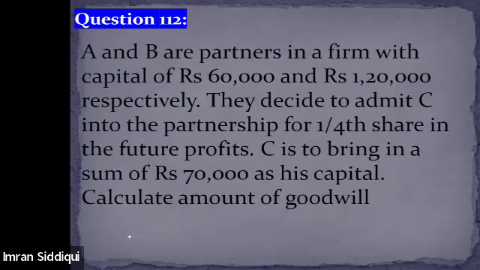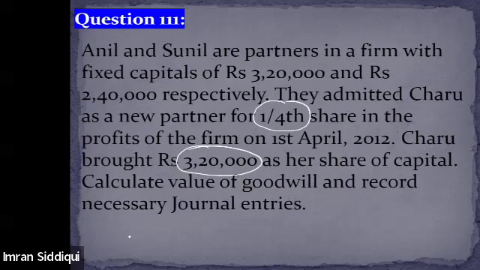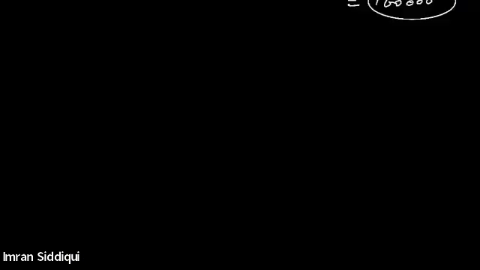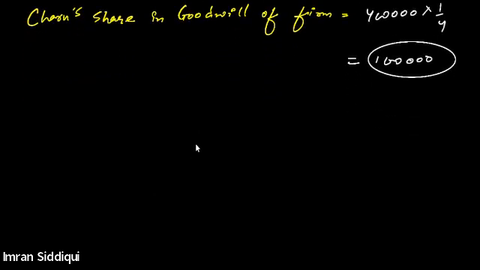Sir, for the previous one, journal entry. Okay. Yeah, I just forgot that. Sorry. In this question, journal entries were also required. So the journal entry in this question will be for bringing in the capital as well as for the premium for goodwill by Charu. So please note this down along with the general entries.